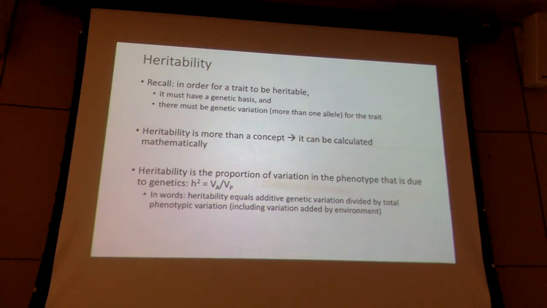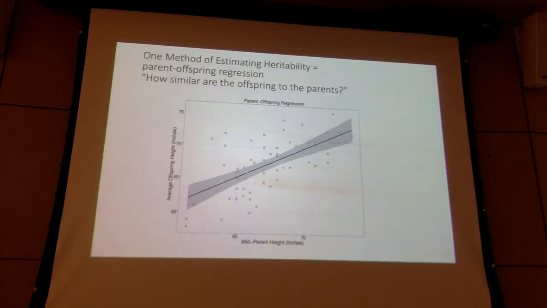So there are a few ways to think about heritability, right? The ratio of variation in the trait that is genetic versus total phenotypic variation. How similar you look to your parents relative to how similar you look to everybody else. A simple way of calculating it is the parent-offspring regression, right?